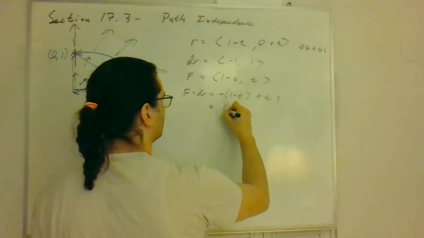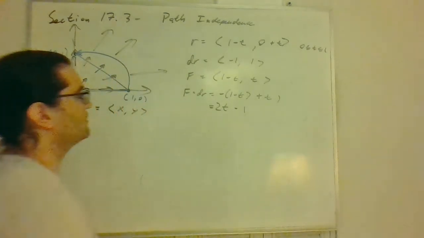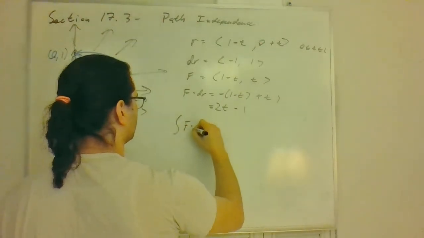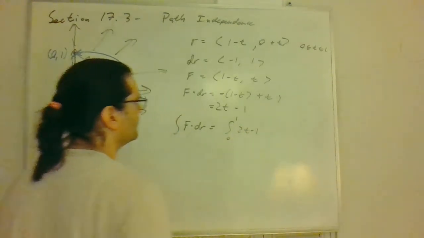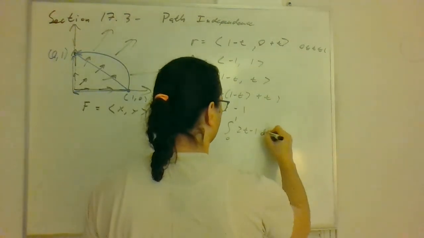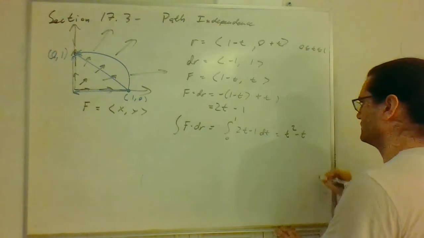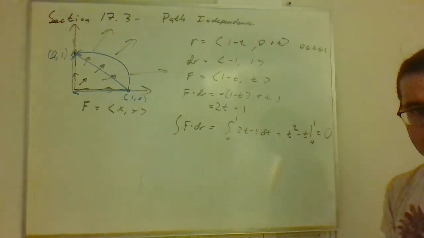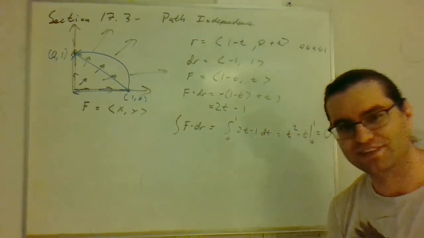So this is giving me 2t minus 1. So the integral of f dot dr is the integral from 0 to 1 of 2t minus 1 dt, which is t squared minus t from 0 to 1, which is 0. So that's good news. I was worried there for a second when this wasn't 0. I was like, oh no, it's supposed to be 0. It is 0. Okay, we did do this right so far.